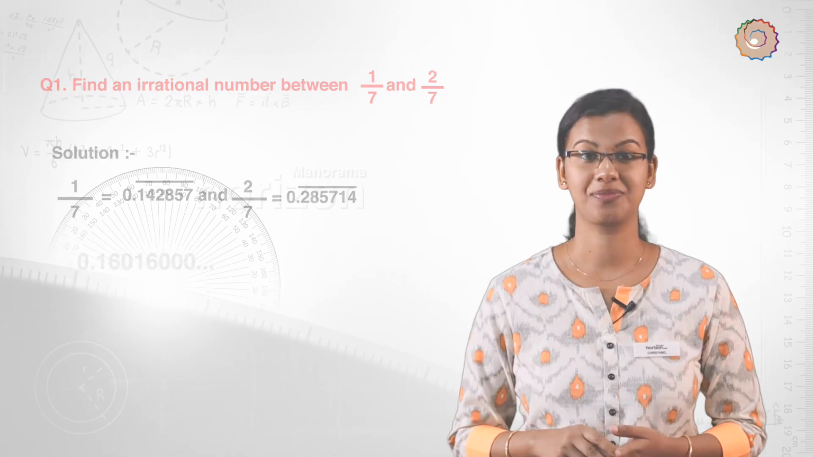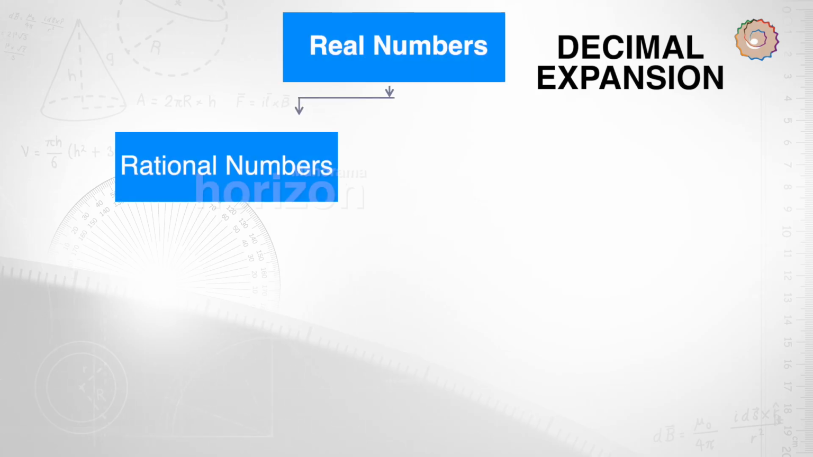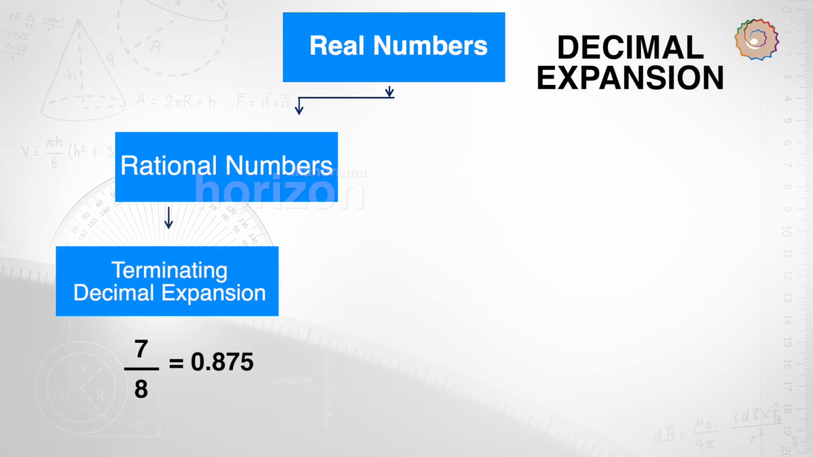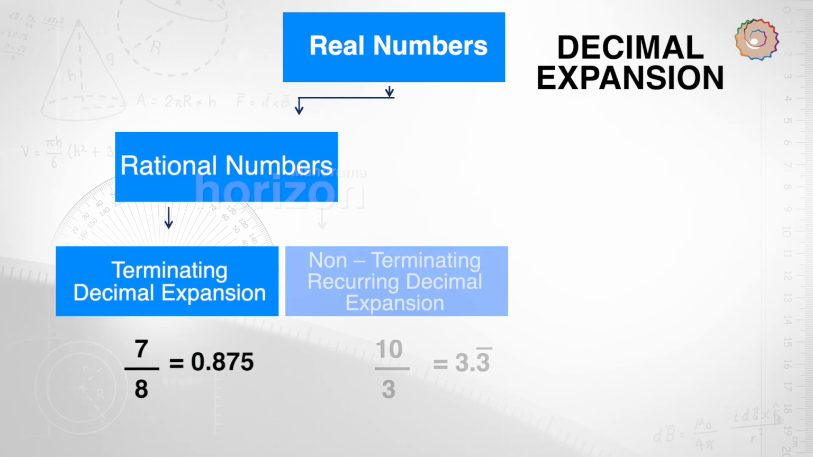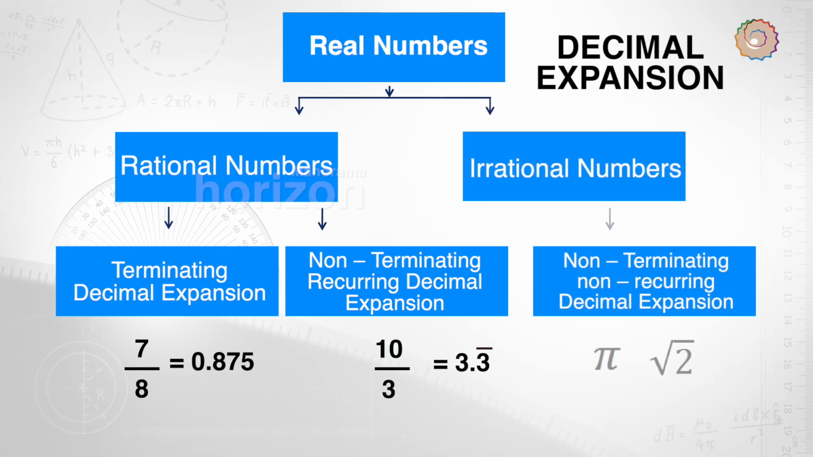16000 etc. So we can conclude that when we create the decimal expansion for real numbers, for rational numbers it's either terminating or non-terminating recurring, and in the case of irrational numbers the decimal expansion is non-terminating, non-recurring.